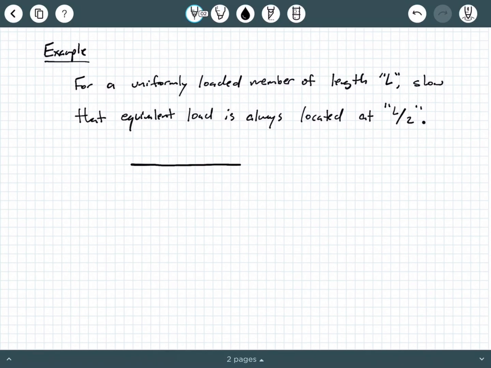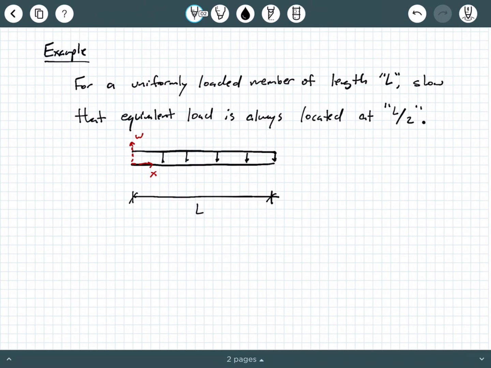Let's say that we have, this is still given information, by the way, this member, and it has a length L, okay? And we're going to put on some axes here, W and X. And I'm going to give us a uniform load W, okay? And so, again, this is all given information, and we're being asked to show that the equivalent load, capital F, is always located at L over 2 from an origin.